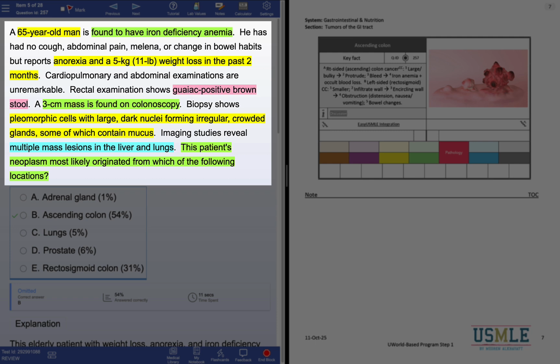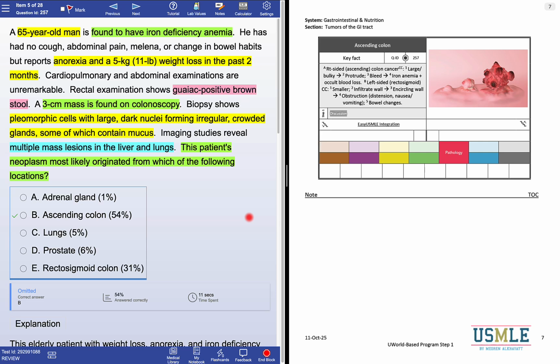Biopsy shows pleomorphic cells with large dark nuclei forming irregular crowded glands, some of which contain mucus. Imaging studies reveal multiple mass lesions in the liver and lung. This patient's neoplasm most likely originated from which of the following locations?